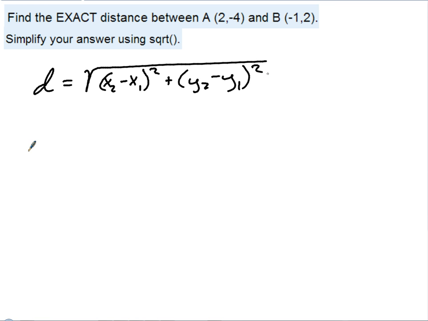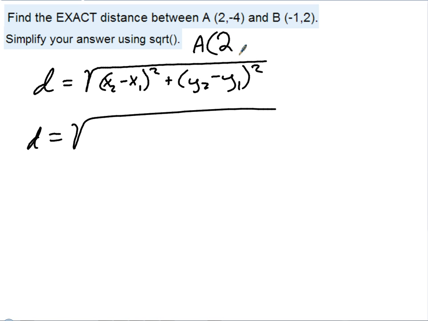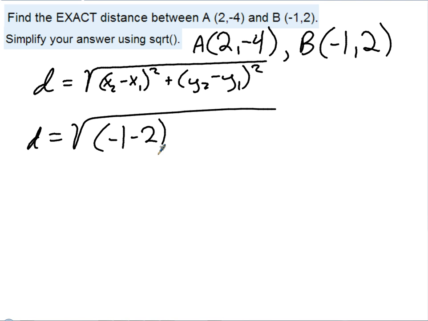So if we plug that stuff in here, here are our points. Point A, I'll make these a little bigger so you can see them, is 2, -4. And point B is -1, 2. Okay. Where do those numbers go? Okay, so what would go here? Just tell me what am I going to subtract? Somebody raise your hand and help me out here. Yes, sir. -1 and 2. Okay, so -1 and 2. So I could say -1 minus 2 squared plus 2 minus -4 squared.